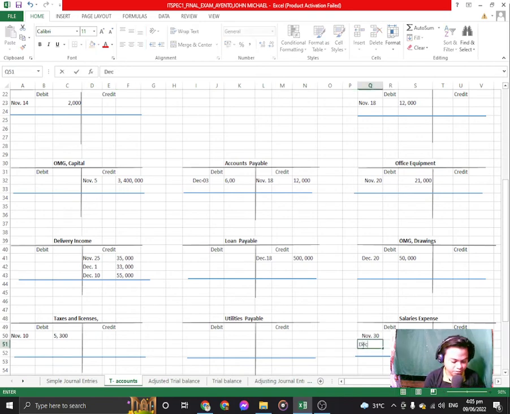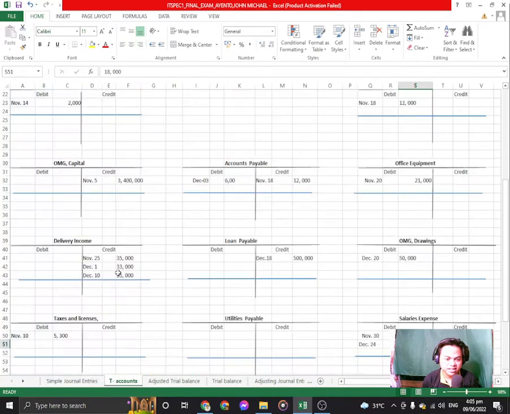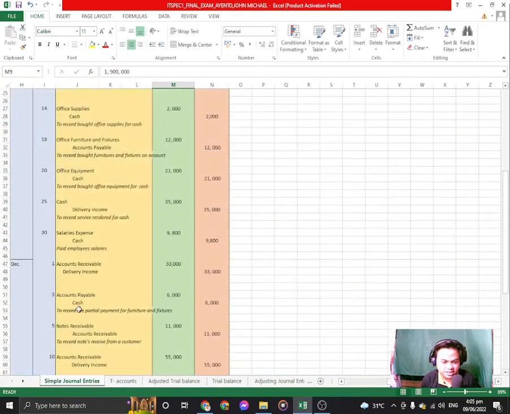Okay, down to December 24, first transaction, we have the salaries expense, 18,000 pesos. Okay, December 24, we have 18,000 pesos. And then cash credit, December 24, we have 18,000 pesos.